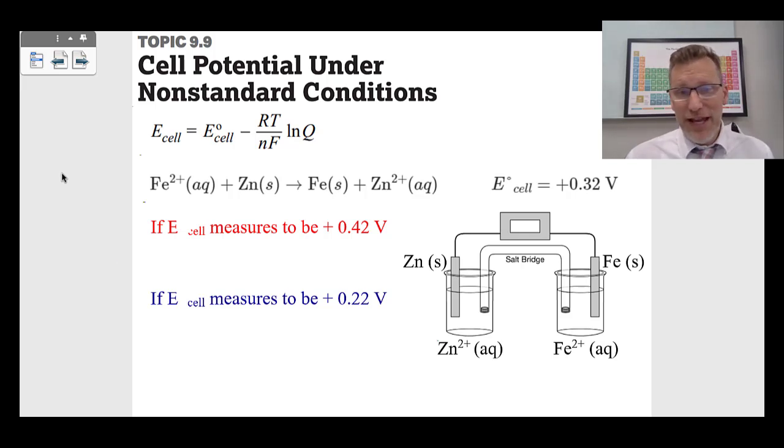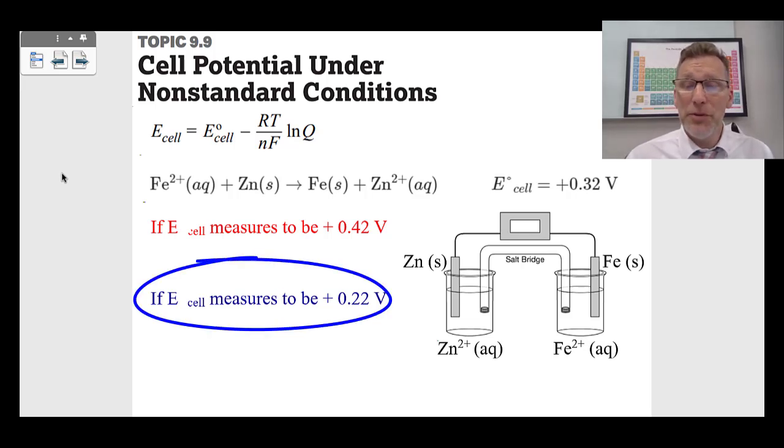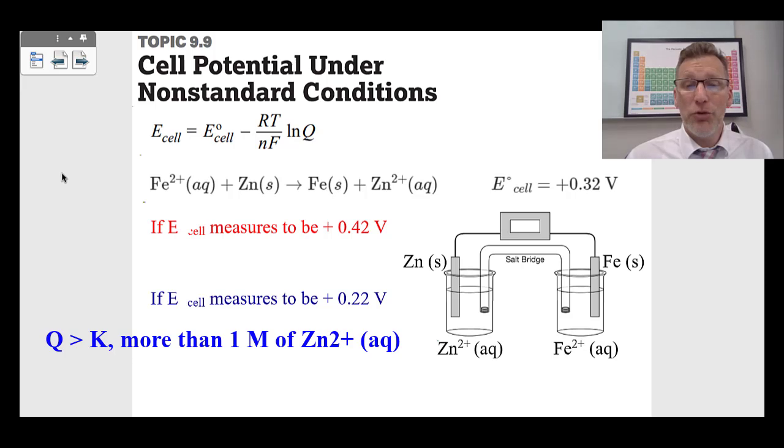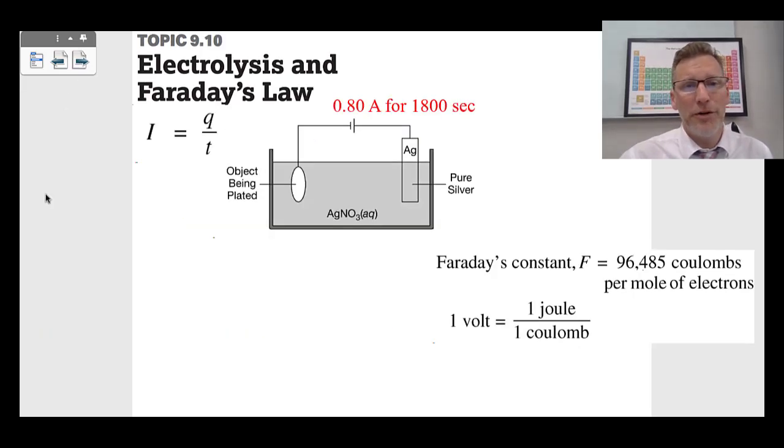Well, if that happens when we're getting more voltage, if we get less voltage, that must mean the complete opposite. The Q is going to be greater than the K, which means the zinc ions are going to be greater in concentration than 1 molar. The iron ions are going to be less than that 1 molar.